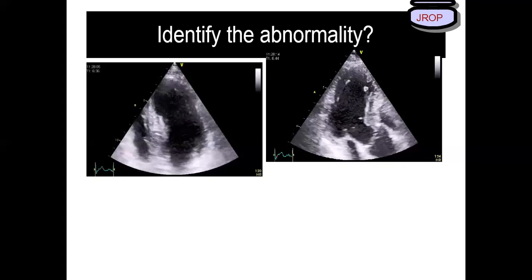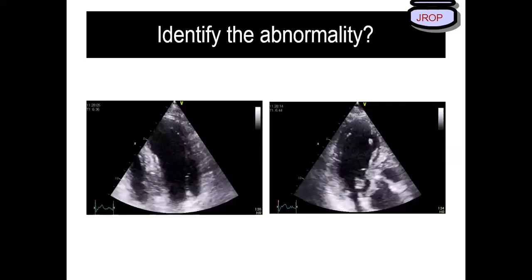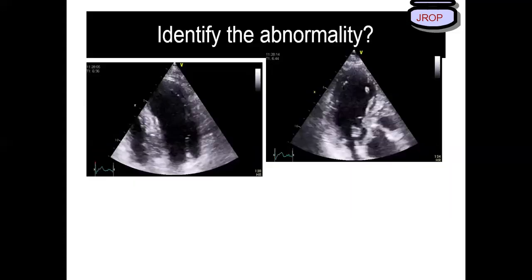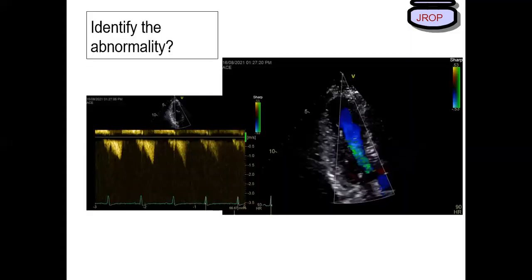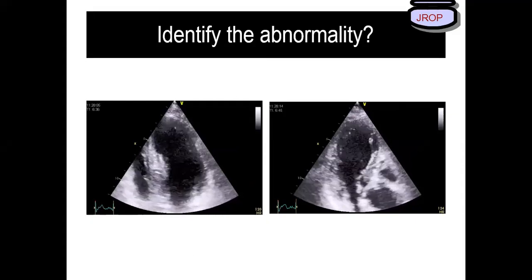Sir, this first view is an apical four-chamber view, sir. Here the LV appears to be dilated, sir. The second thing is the mitral wall also appears to be thickened in the first view. The second view is an apical three-chamber view, sir. In this, the aortic leaflets also appear thickened, sir, and hello, am I audible, sir?